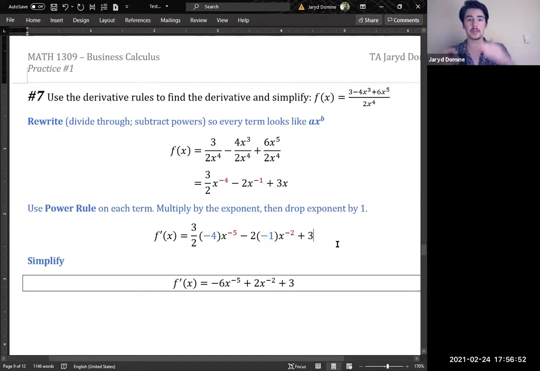Okay, so each one of these, 5, 6, and 7, they have their own trick. So for 7, the trick was to split up this fraction. For 6, the trick was to FOIL it out. And then for 5, it was pretty straightforward. Okay, but everything is just to get it in this form.